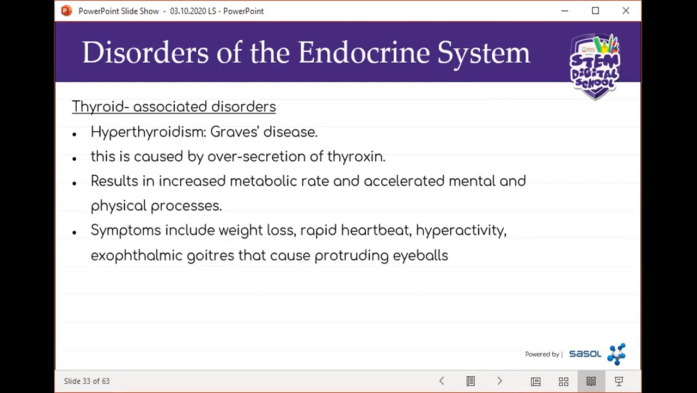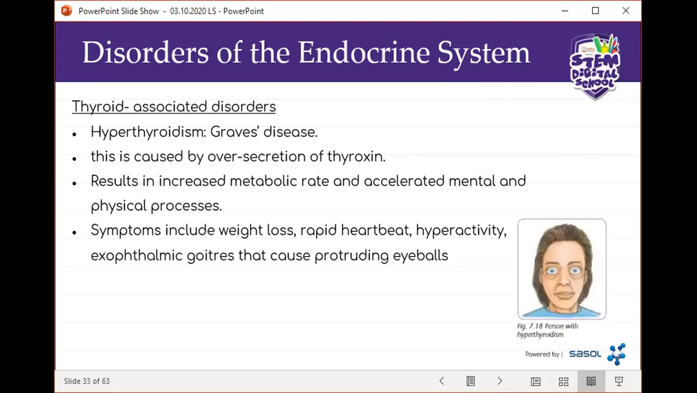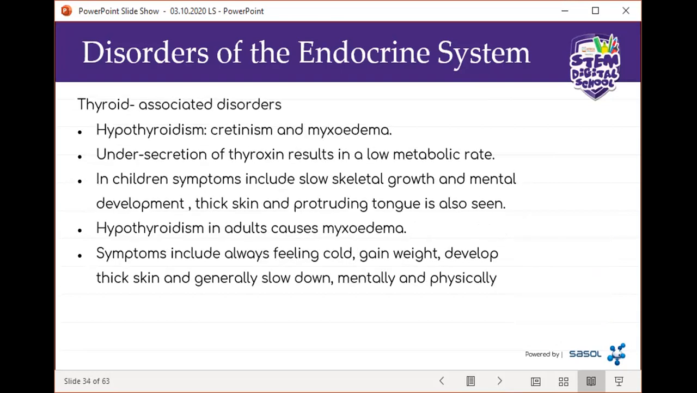So symptoms of Graves' disease would include weight loss, rapid heartbeat, hyperactivity, and exophthalmic goiters that cause protruding eyeballs. Right, and then I think we have a picture here. A person who might have the disorder of hyperthyroidism or Graves' disease would have these protruding eyeballs right there.